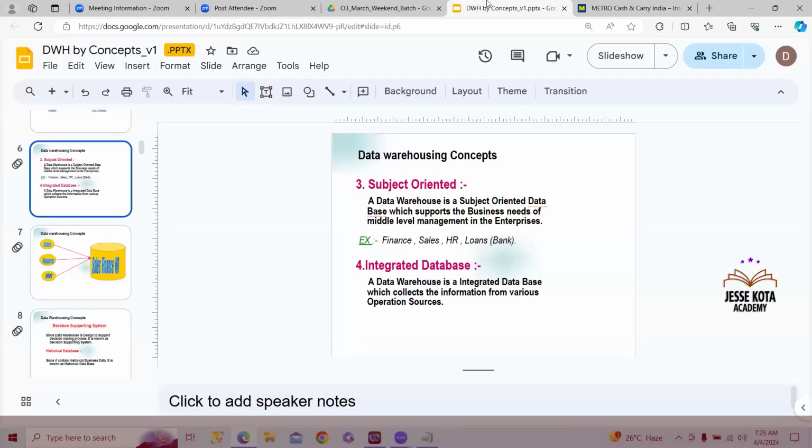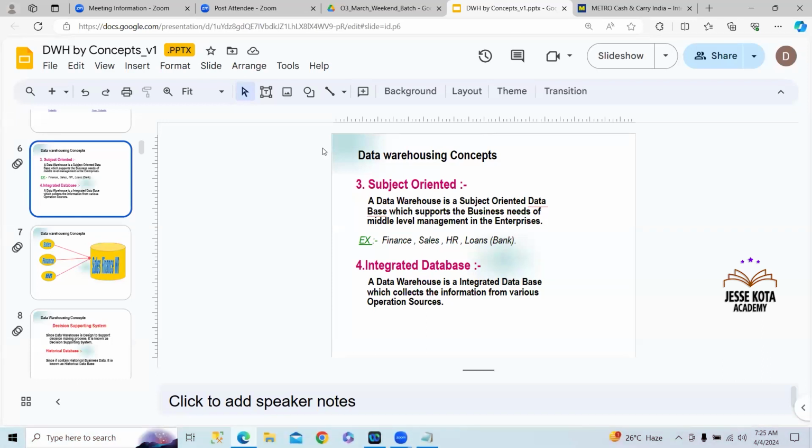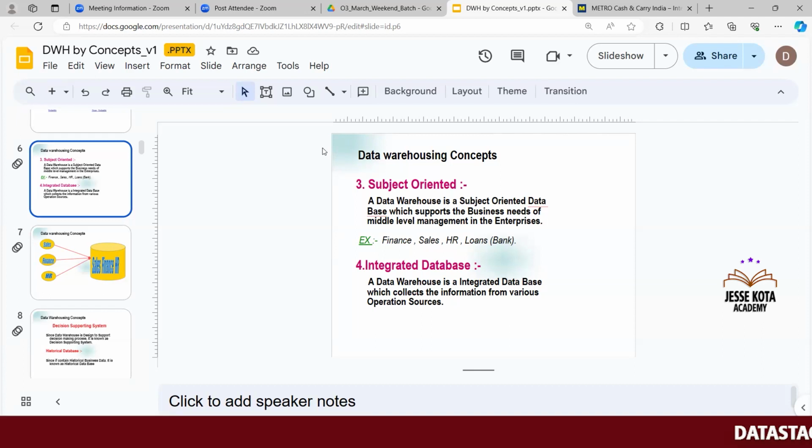So here we deal with a specific subject area. In an enterprise, yes, finance and also sales. Normally the automobile industry has a sales team. They want to sell the vehicles, right? So how will they get the profit? How will they get the revenues? As soon as the sales increase, they will get the revenue, right?